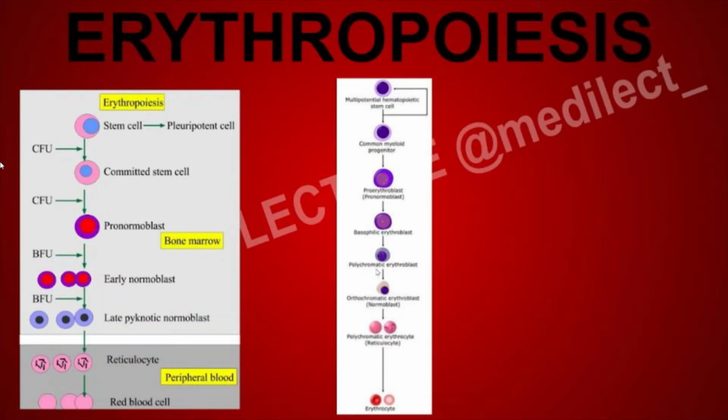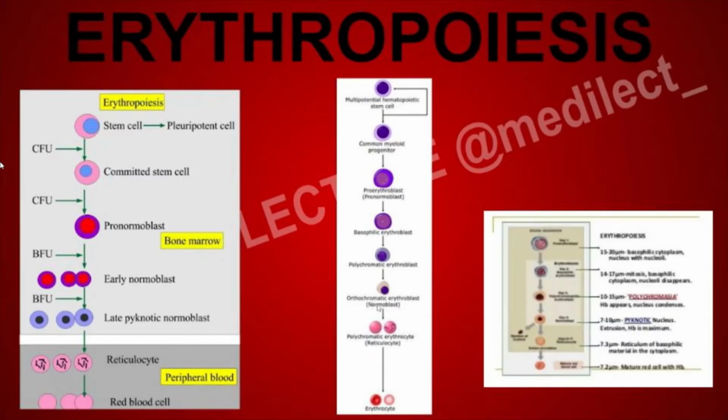One more important thing: cell division ceases from this stage, and polychromasia is seen. That's why it is called the polychromatic erythroblast. Next is the orthochromatic erythroblast, also known as the late normoblast: early normoblast, intermediate, then late normoblast. What happens in this stage? A densely pyknotic nucleus is seen, and there is well hemoglobinized cytoplasm. That's why the cytoplasm is somewhat reddish in color.